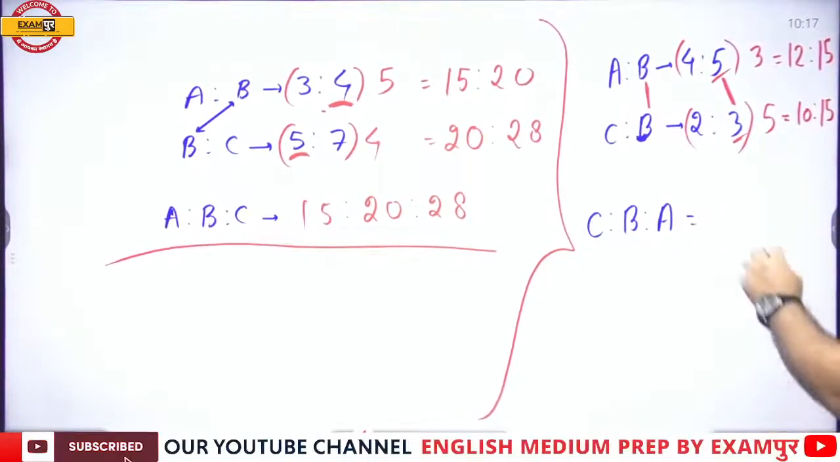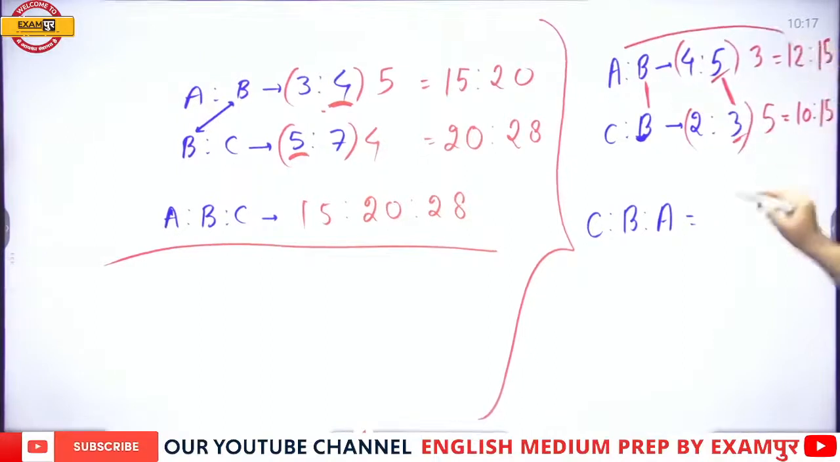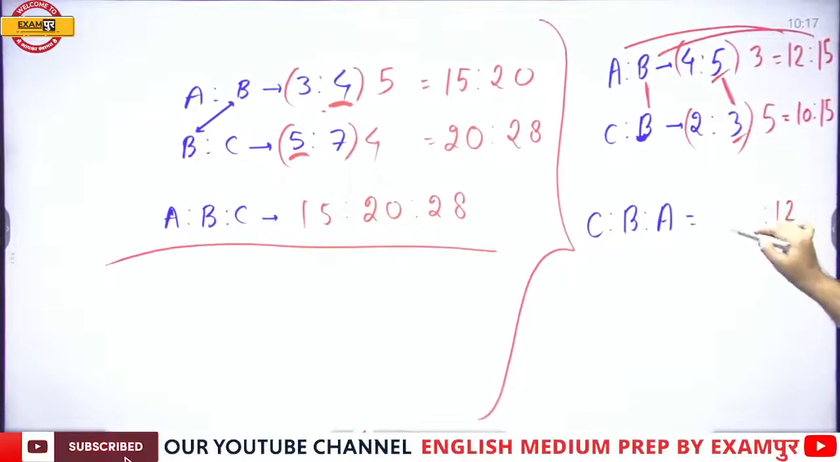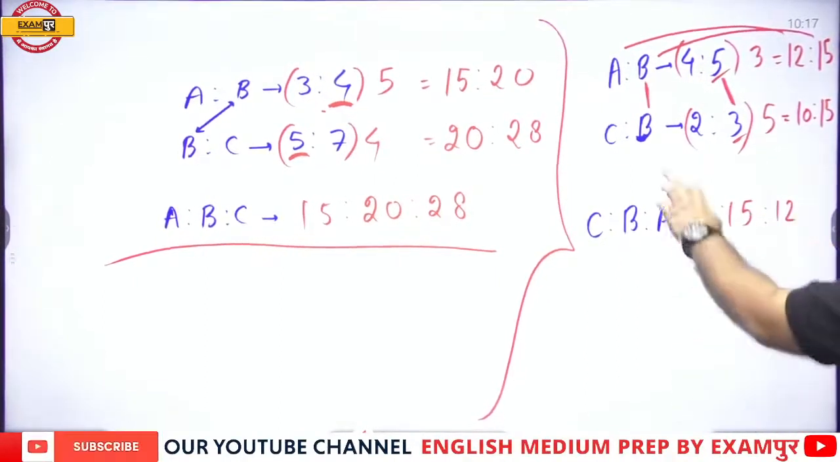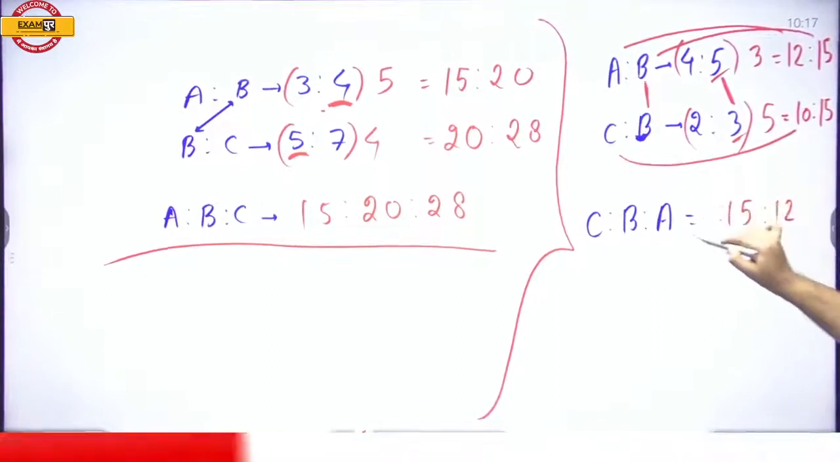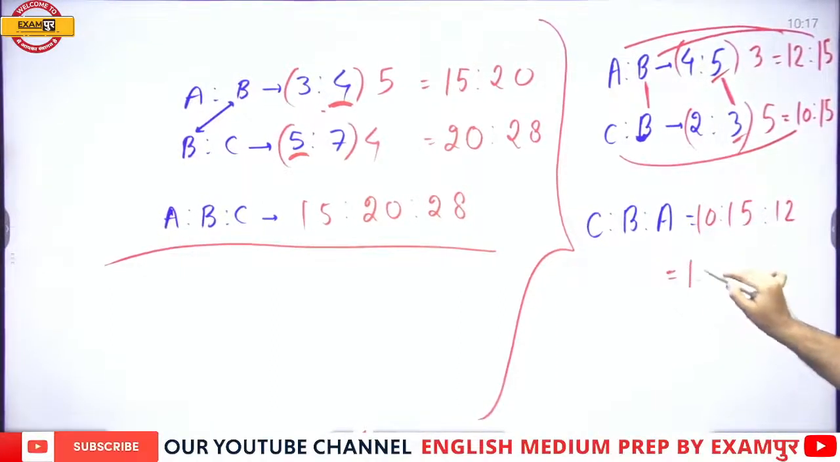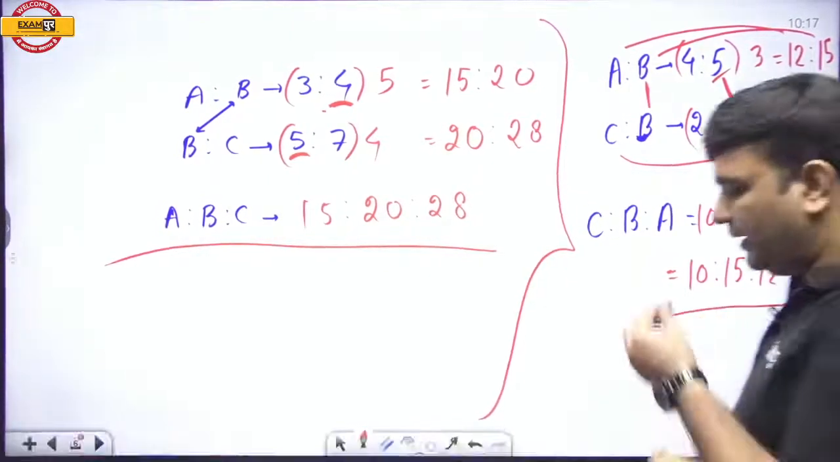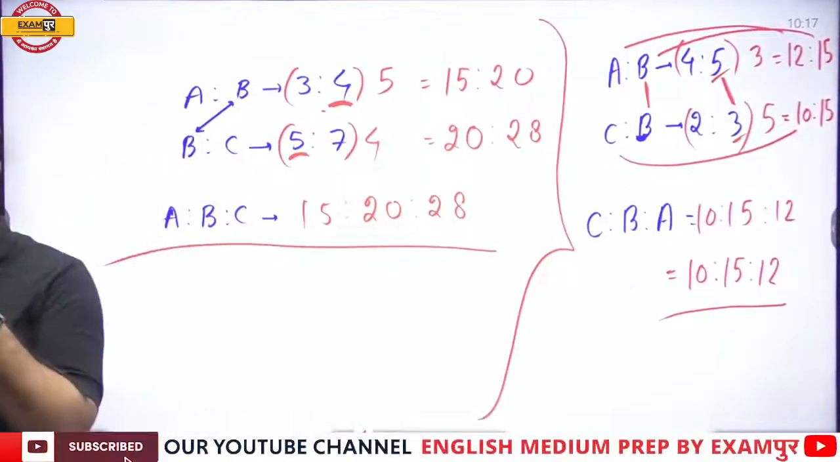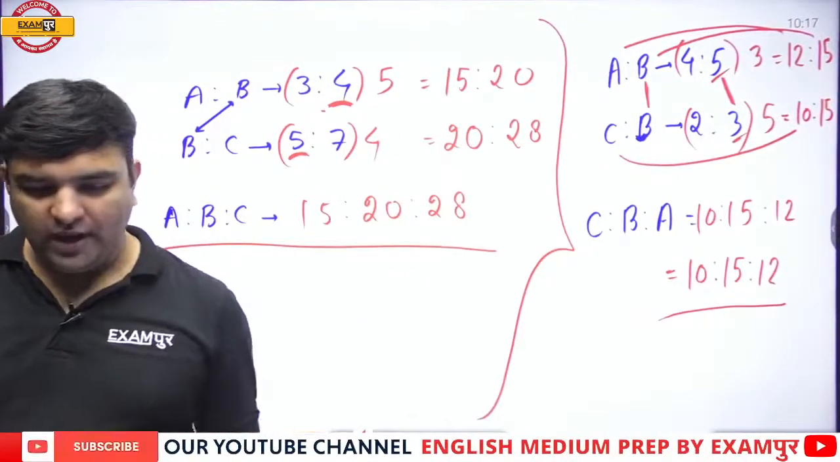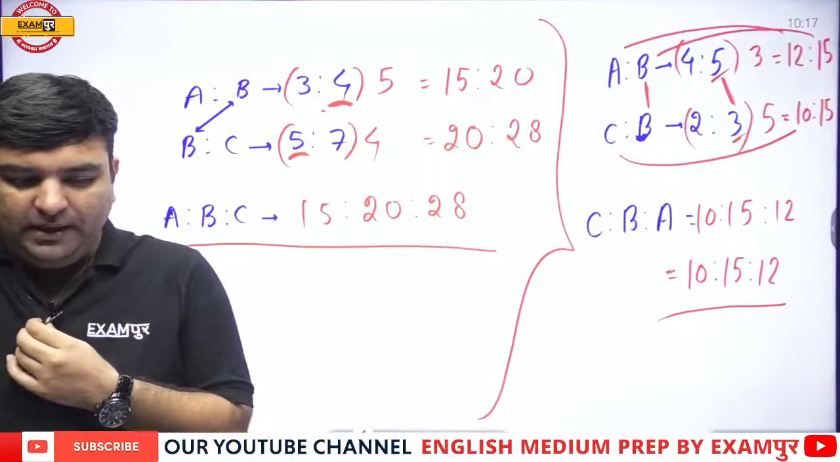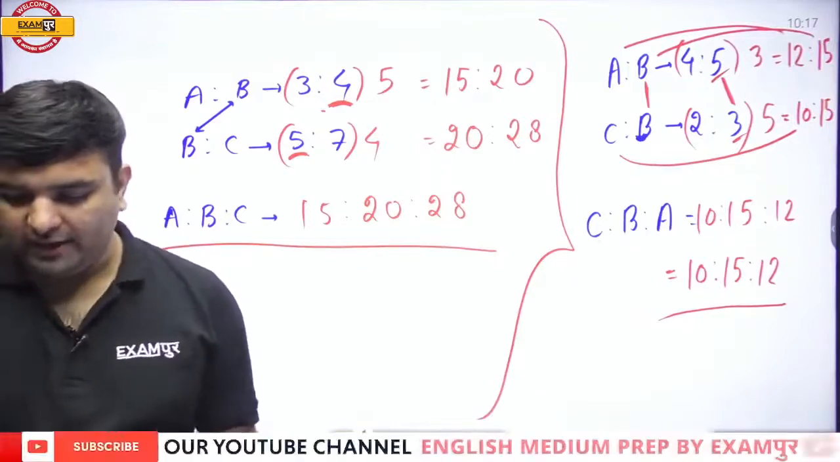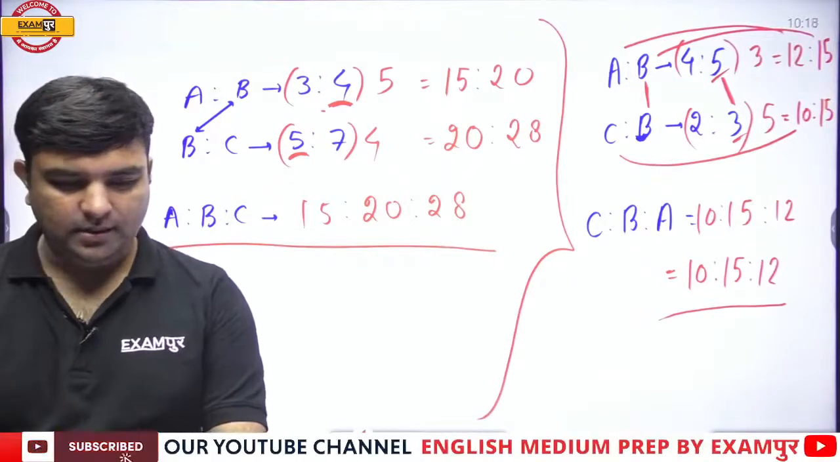I will write it fair. So A is 12, B is 15 and C is 10. So the ratio is 10 ratio 15 ratio 12. Correct, guys? So Arna, you haven't taken care of that point about CBA.